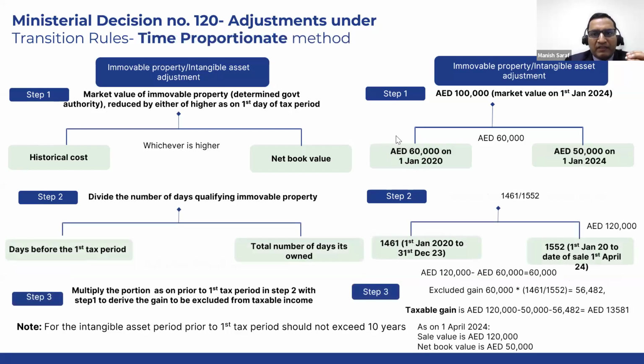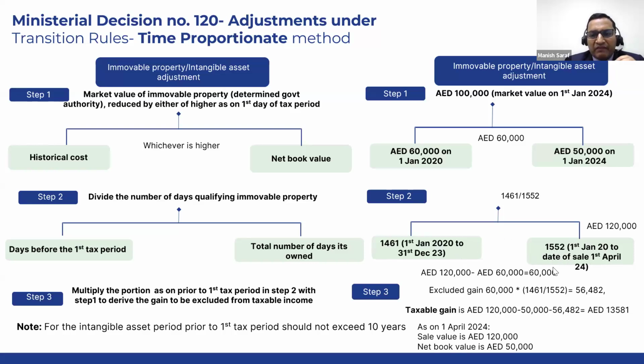Now on the time proportion method, how it differs. Again, in step 1, you compare your historical cost with your net book value at the beginning of the first tax period, whichever is higher, 60,000. Then in step 2, you take the number of days of holding from your first holding period, 1st January 2020 till the 31st December 2023, immediately before the first tax period. That holding comes to, suppose, 1461, and you are selling it on the 1st April 2024, and the total holding days comes to 1552.